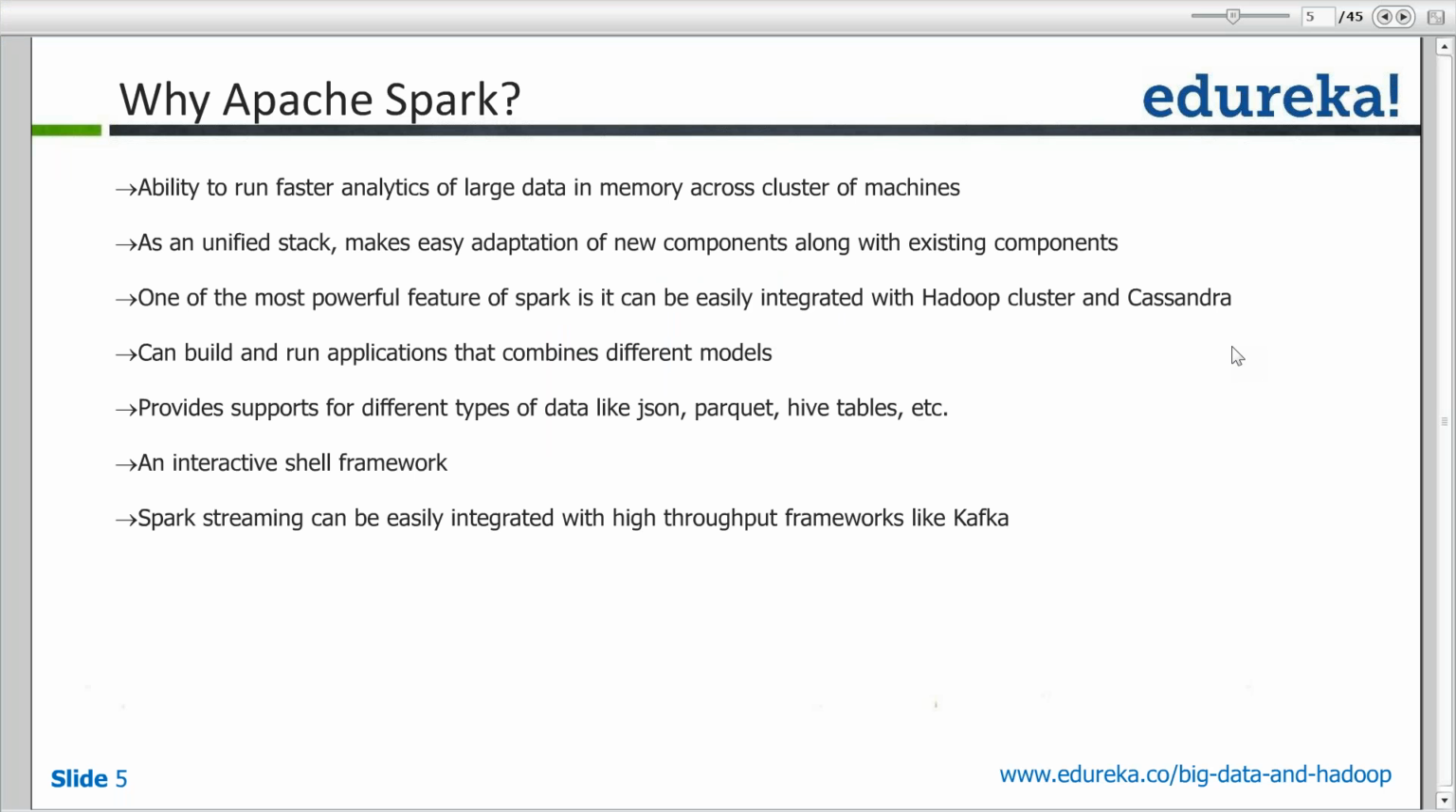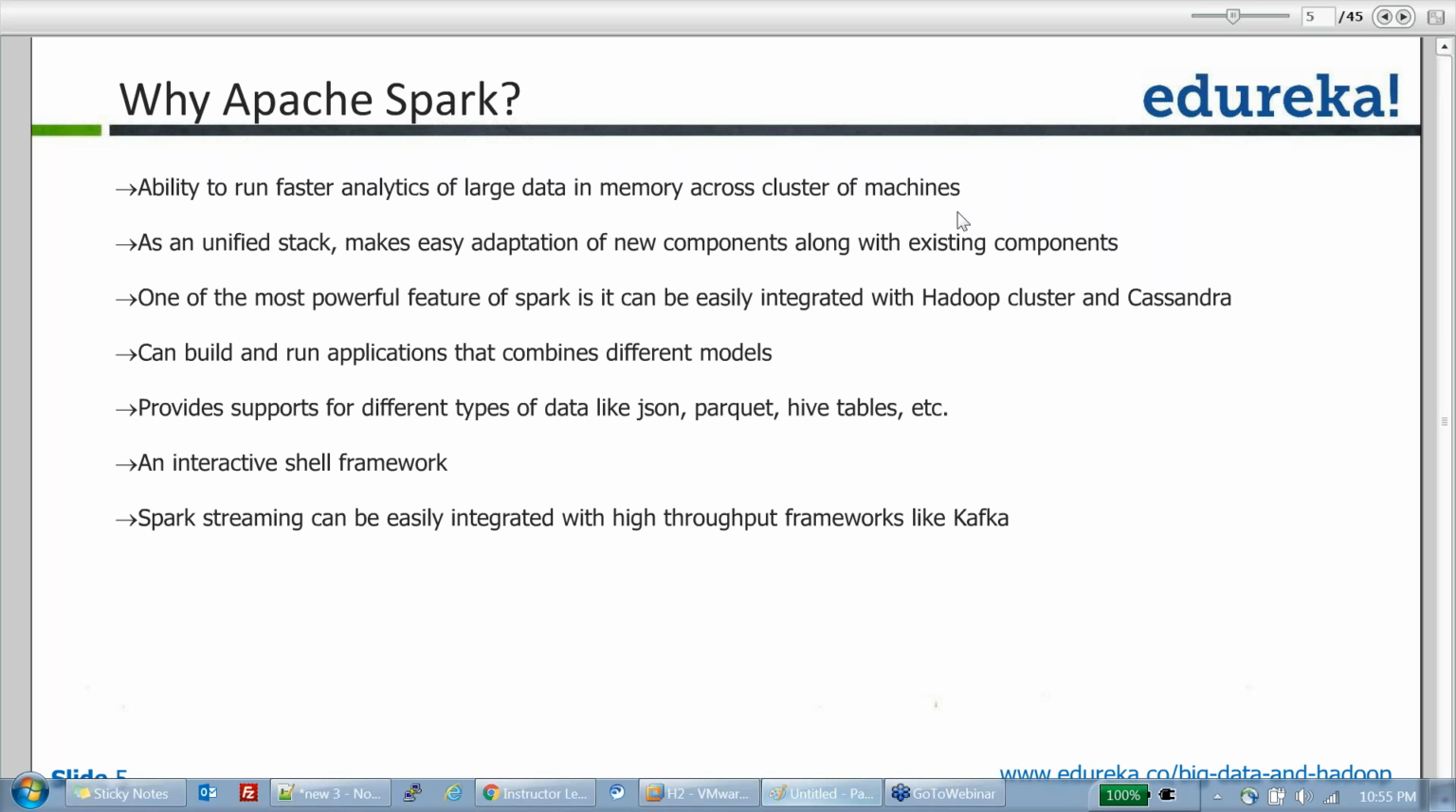Okay, so it can build and run applications that combine different models. It provides support for different types of data. So it can work with JSON, Parquet, Hive tables, etc. Chaitanya says it has master-slave architecture. Yes, it also works as a master-slave architecture. We'll be going to the architecture in coming slides. So again, Spark you can use for structured, unstructured, and semi-structured, all varieties of data.